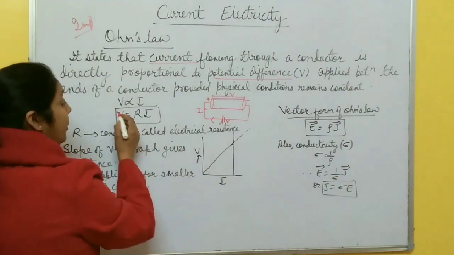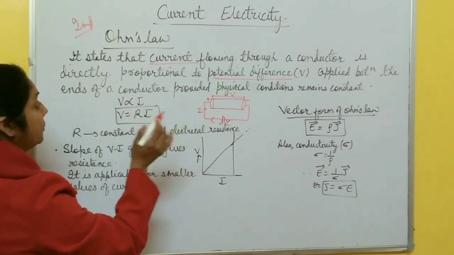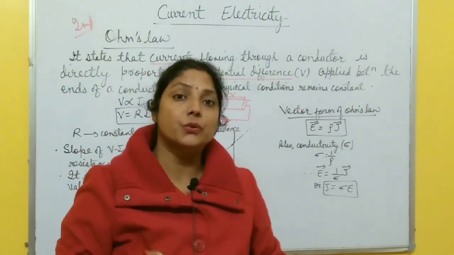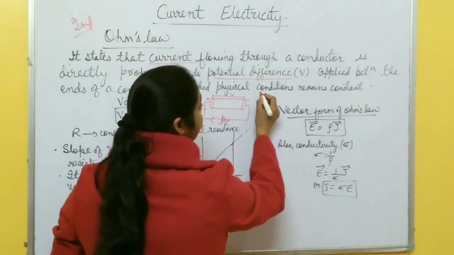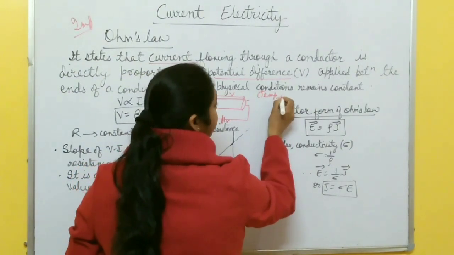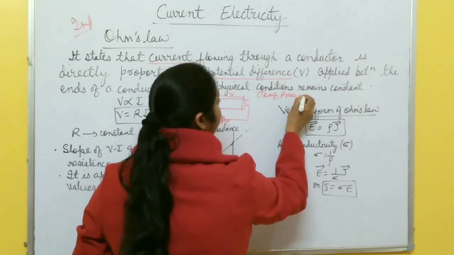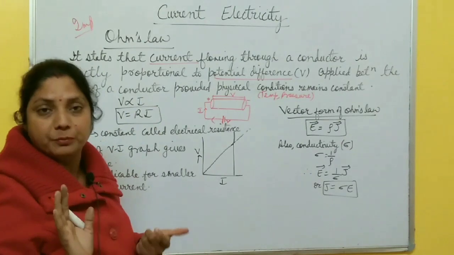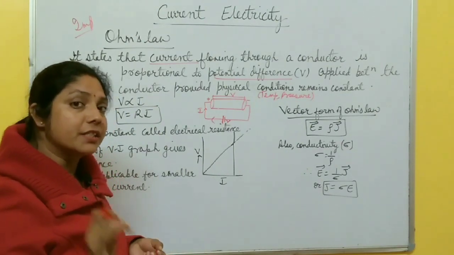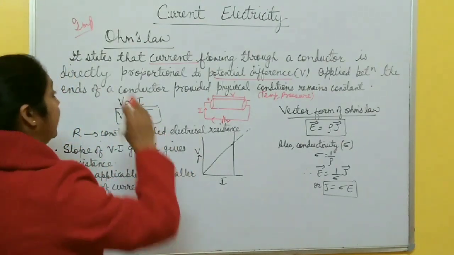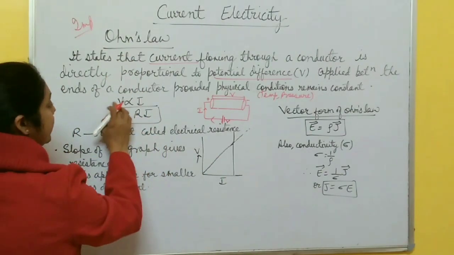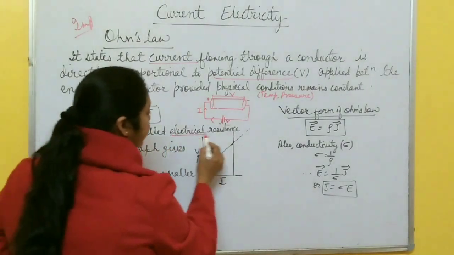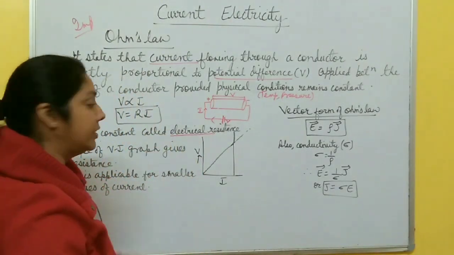One more thing. Provided physical conditions remain constant, it means there is no change in temperature, pressure, everything is constant. Then only Ohm's law is valid. If temperature changes, then V is not directly proportional to I. So physical conditions must remain constant. Then only Ohm's law is applicable. V is directly proportional to I, V equal to RI, where R is a constant called electrical resistance. We'll discuss electrical resistance after this, right?